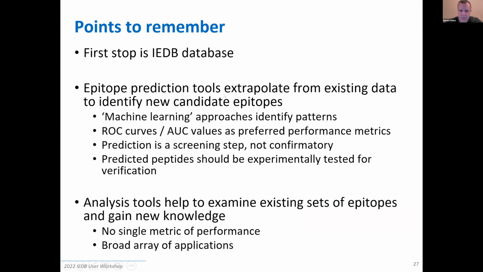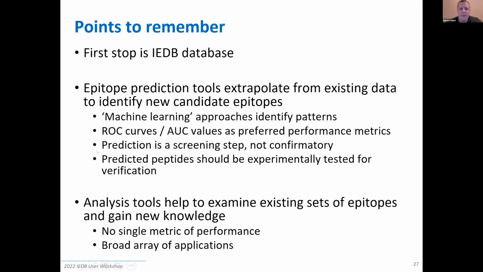So the epitope prediction tools that I showed you extrapolate from existing data to identify new candidates, to extrapolate experimental results to things where we don't have experiments. This is done by machine learning approaches that essentially identify patterns in your training data and then predict new data. We're using ROC curves and AUC values as our preferred performance metric for these methods. And again, we're going to talk about that more tomorrow.